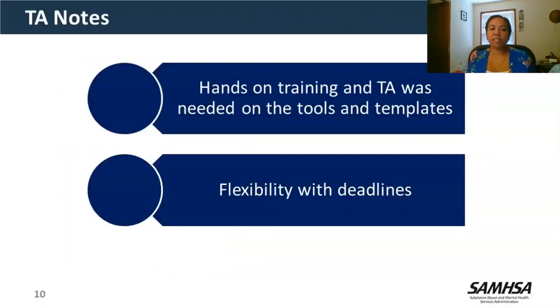So some of the notes that we had as TA providers was that really the hands-on training and TA was needed on the tools and the templates. I think in some ways you envision a process and what it might look like, and then you have to be really flexible in changing that process to where the community is at.